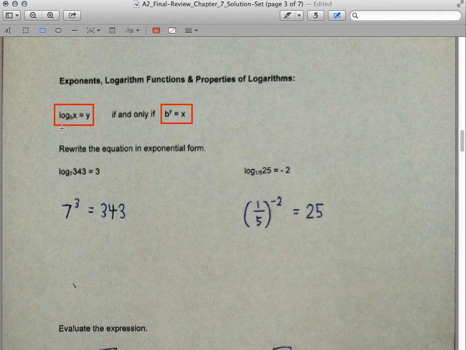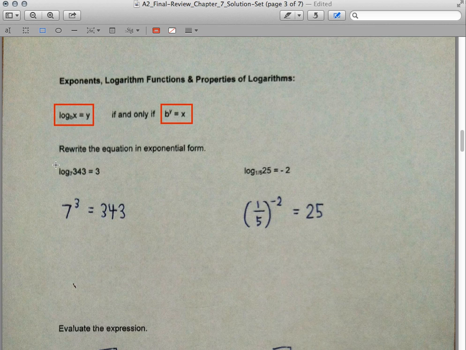So this says log base b of x equals y if and only if the same base, b, raised to the power of y equals x. So we can see over here, no matter what the variables are, it is the relationship and the pattern that matters when we're dealing with logarithm functions and the partner exponential functions. So the answer to a logarithm is an exponent.